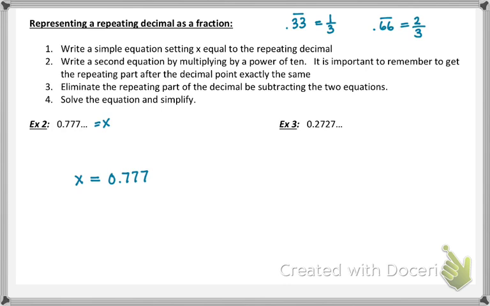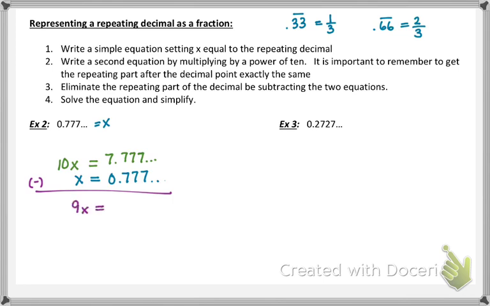So for this one, I'm going to multiply my equation, the left and the right side, by just 10. So on the left side, it's going to be 10x. On the right side, when I multiply 0.777 repeating by 10, the decimal place moves one space to the right, and it becomes 7.777 repeating. Okay, and that's also repeating. And the purpose of doing that is so now I can go ahead and subtract these two equations. 10x minus 1x is 9x.